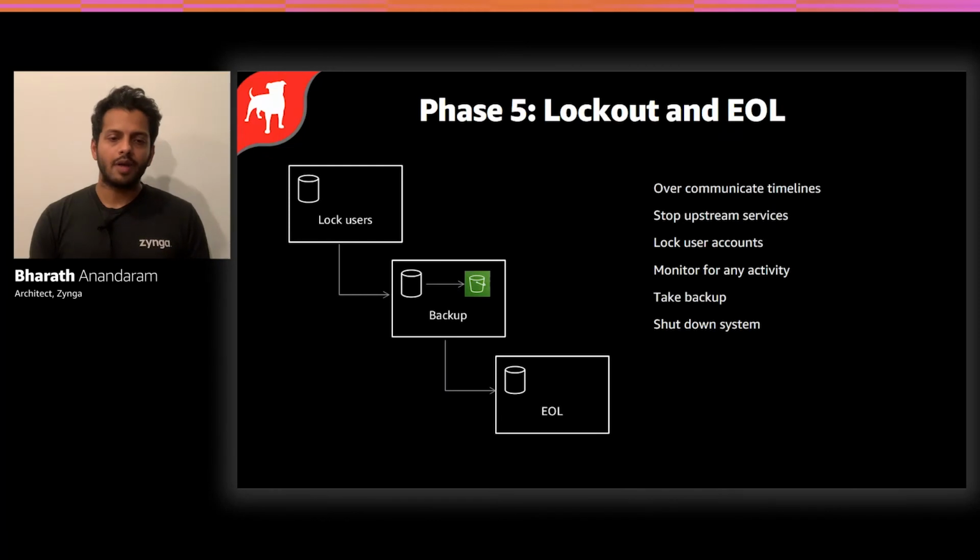And now, although we haven't finally reached that stage of the migration yet, this is how we plan to end of life our legacy warehouse. Mostly to over-communicate the timelines, stop upstream services and lock user accounts, and then monitor for any activity, and finally take a backup and shut down the system.